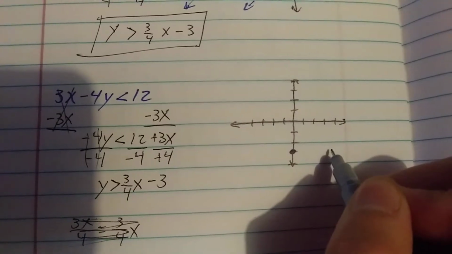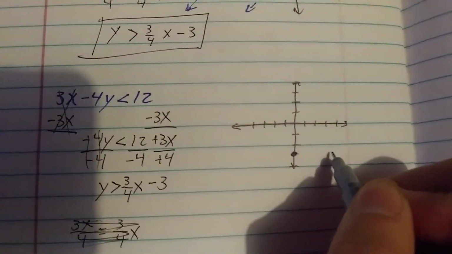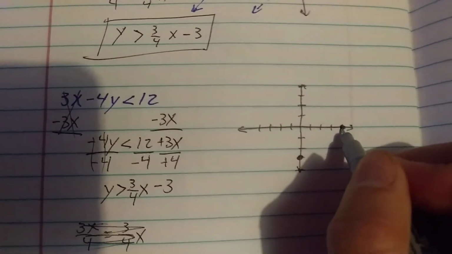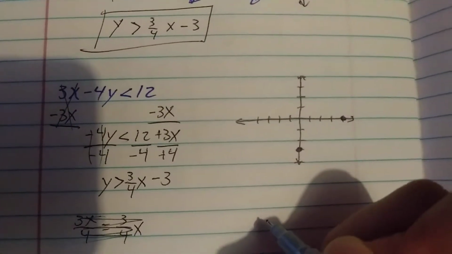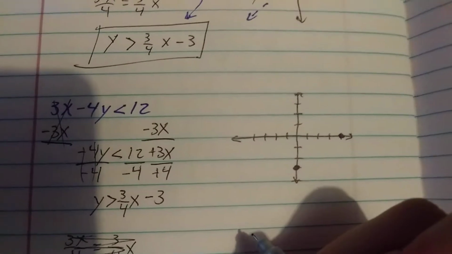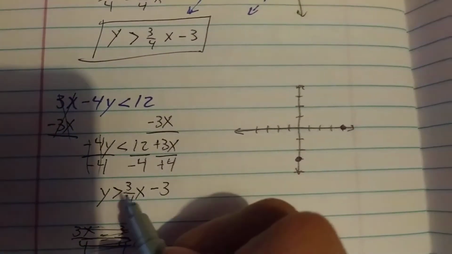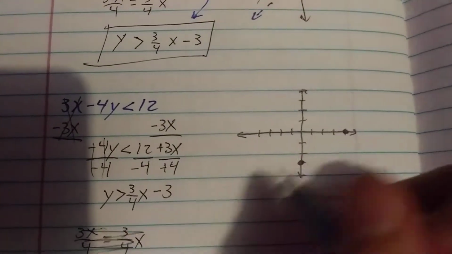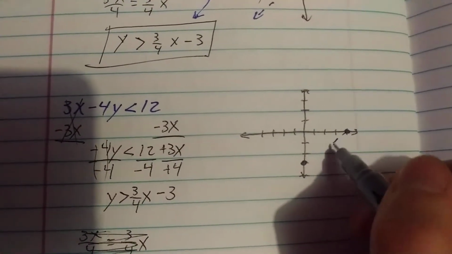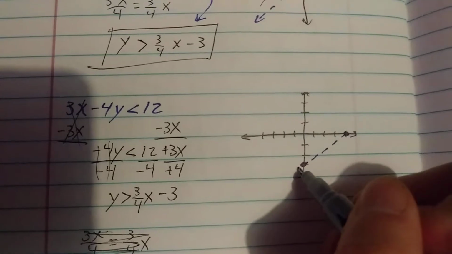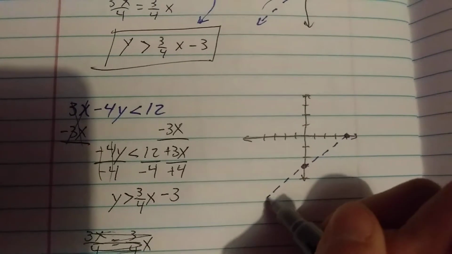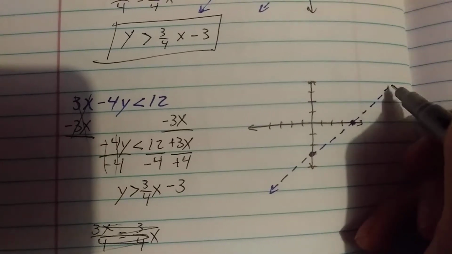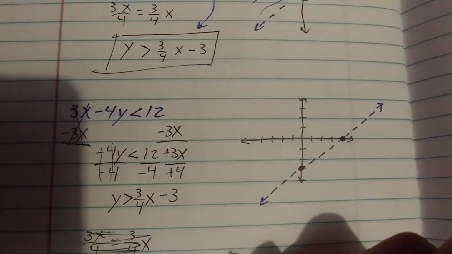It's positive, so I'm going to go up 3 units now. 1, 2, and 3 units up. And there are my 2 points. Now I can make my line. But remember that because this one doesn't have the equal sign under it, it's going to be a dashed line. So it has to be a dashed line. There you go. That's my dashed line.